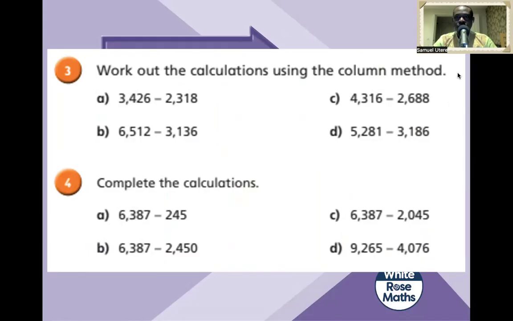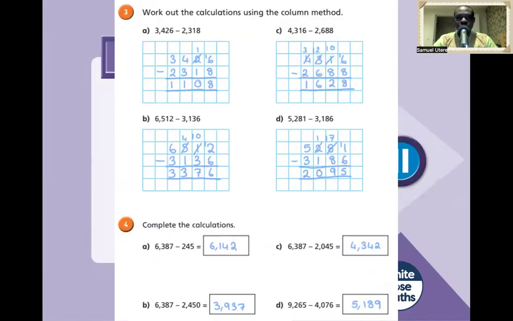So you can see here column method. So the formal method is also called column method. All right, assuming you've paused the video and you've really worked hard at this, well done. Here are the answers. So mark your work and celebrate your success. If you got anyone wrong, you can go and review it again, thinking about how we did our exchange and thinking about our place value chart.